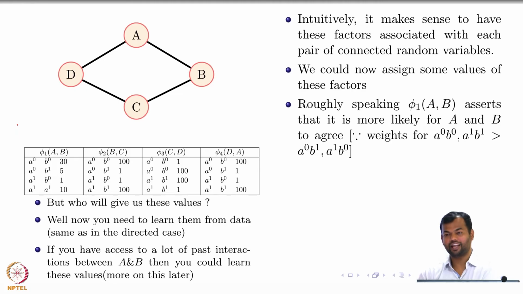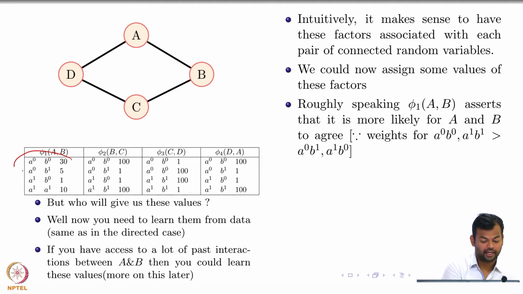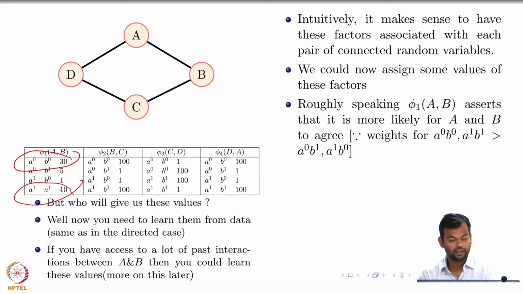So roughly speaking, phi 1 AB asserts that it is more likely that A and B agree, right? So that is what it is asserting, that both of them being 0 or both of them being 1 is more likely than the other case. Now this is based on our past data, that we would have seen a lot of interactions between A and B, and they tend to agree with each other or convince each other and are not in this constant state of debate with each other, saying this is wrong, this is right, and so on, right? So that's why these factors need to capture these weights, that the strength of the association is more in the positive or the agreement case as compared to the disagreement case.